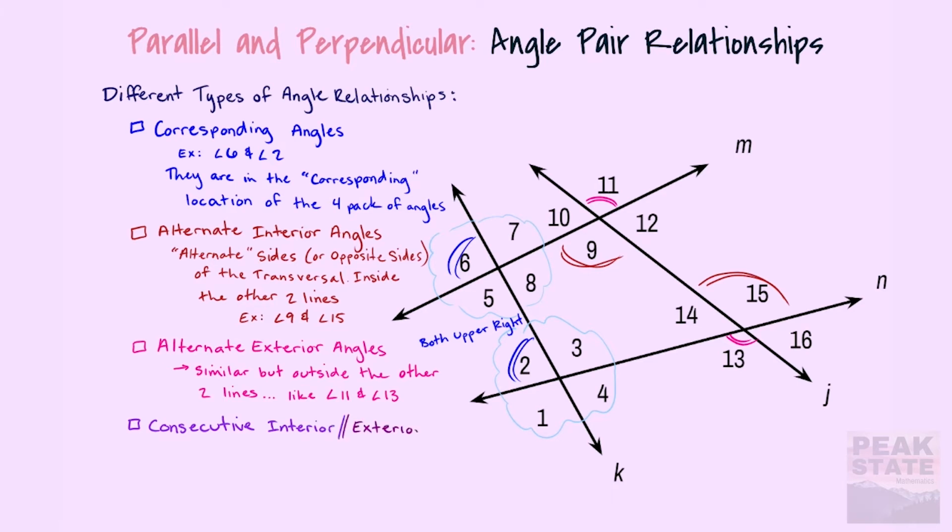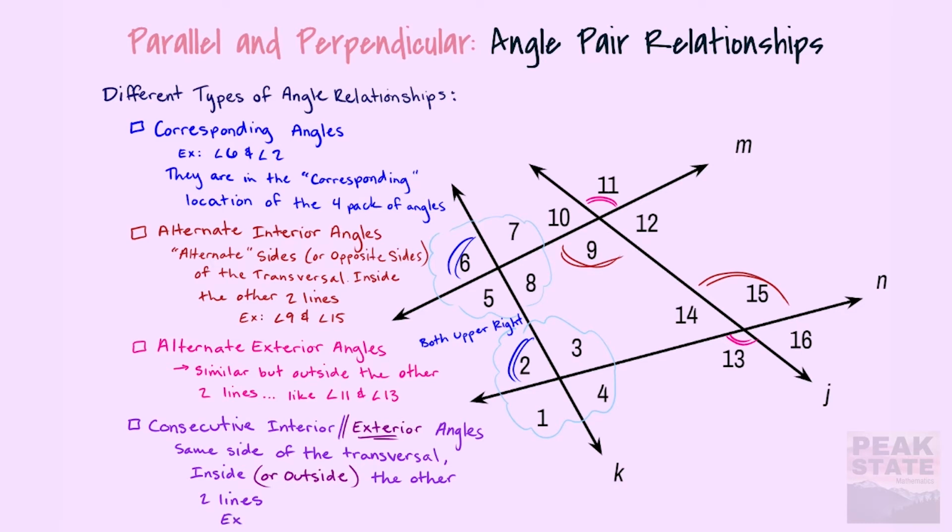Next, we're going to jump into consecutive interior, and our 5th one is consecutive exterior angles. This consecutive means you're on the same side of the transversal. And so we're still dealing with like a transversal J cutting through lines M and N, but if we're inside or outside of the lines, that'll determine our interior exterior. For example, our consecutive interior angles would be 9 and 14. Our consecutive exterior angles would be 10 and 13.